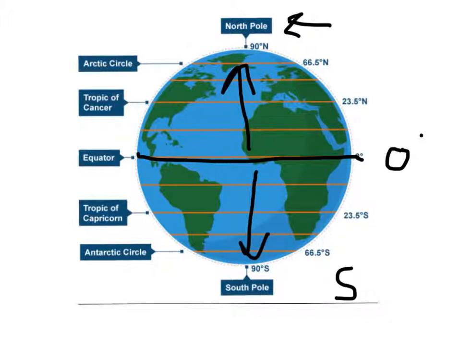So that's why we say that lines of latitude run, as you can see, north to south, okay? Or south to north, however you'd like to say it. So these are called lines of latitude.